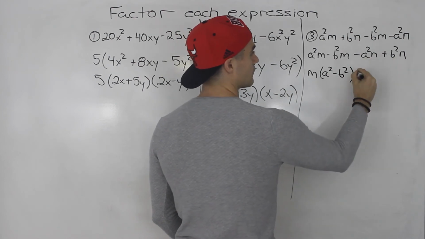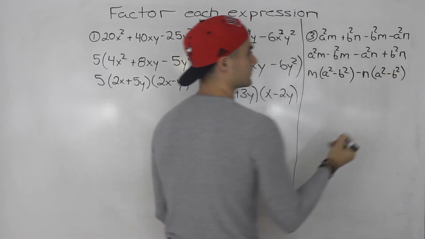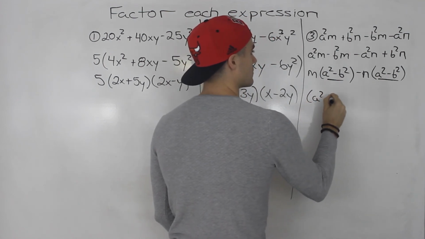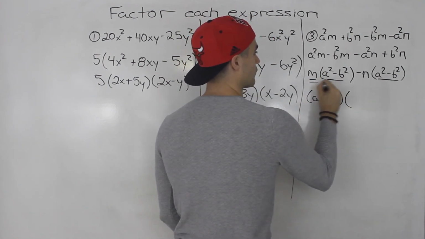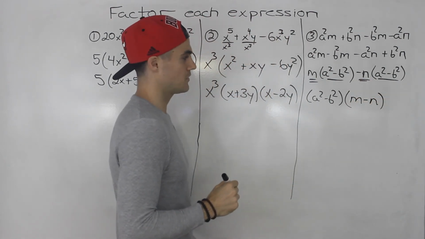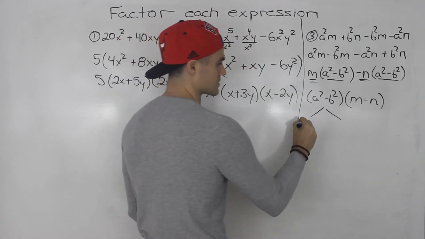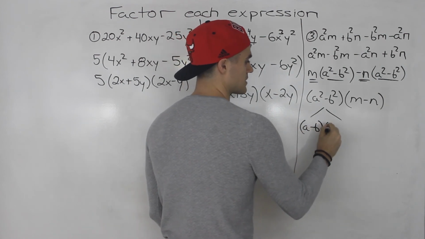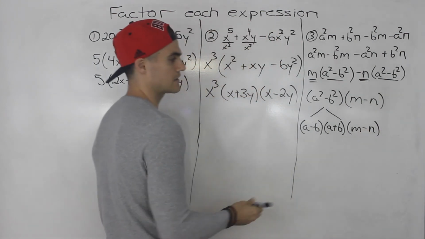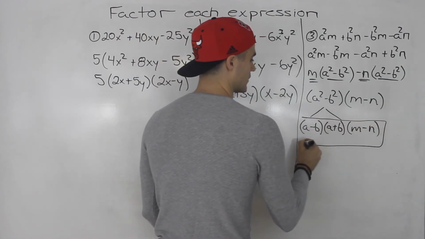Then notice we could take out a negative n from these two. We'd be left with a squared minus b squared. Right? And then notice that this bracket is the same. So we got a squared minus b squared. And then we're left with m minus n. Now, are we done at this point? No, not yet, because notice that this a squared minus b squared is a difference of squares. That factors into a minus b, a plus b. And then we're still left with that bracket m minus n, which we can't do anything about. So that there is your final answer.